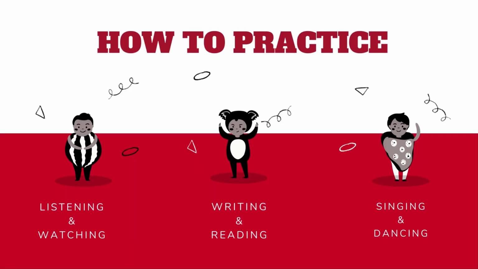Now, how will you practice? I'm suggesting 3 ways for you to practice. You can be active by listening and watching, writing and reading, or singing and dancing. For example, you can just watch and listen to this video while you're doing other things, or you can focus just on the video. Or you can take out your notebook and write while you're reading what is on the screen. Or you can make up a little song and dance as you practice your times table.